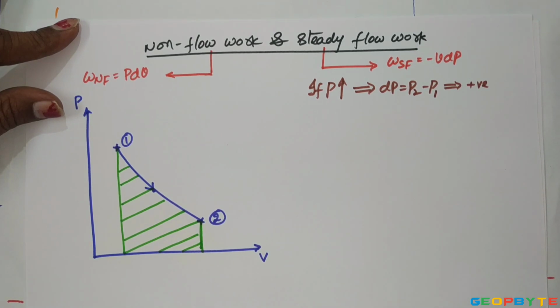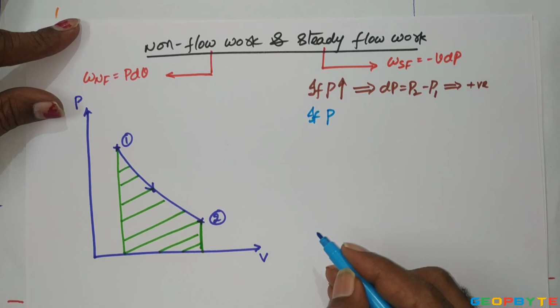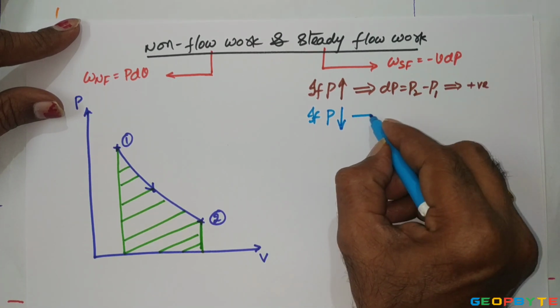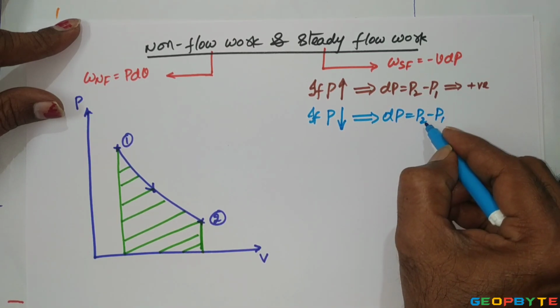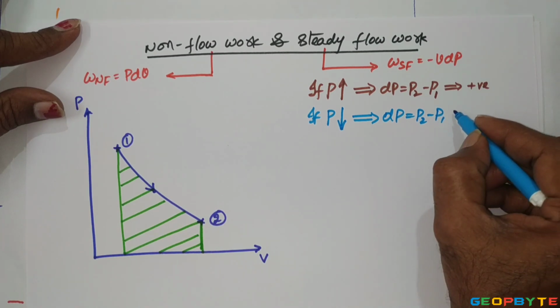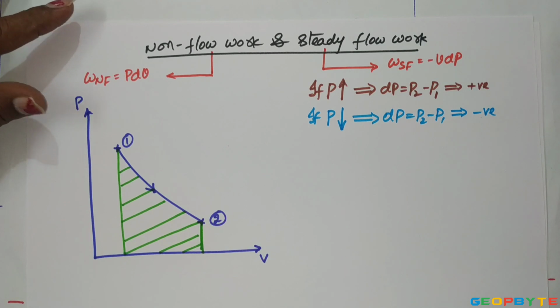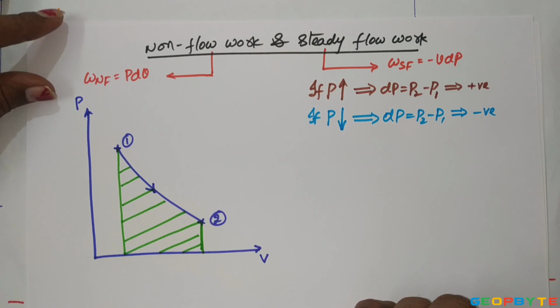Similarly, if you want to get work from a steady flow device, you must construct the steady flow device to drop the pressure of the working material. If the pressure is decreasing, dP is equal to P2 minus P1, and a pressure decrease means the final pressure is less than the initial pressure. If the final pressure is less than the initial pressure, dP is negative. If dP is negative, steady flow work is positive. Steady flow work positive means the system is a power developing system.